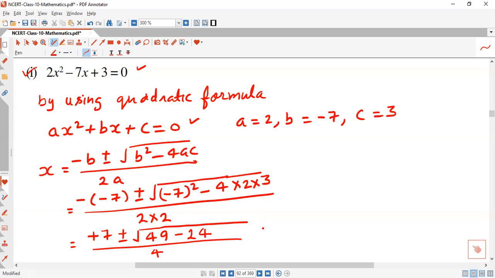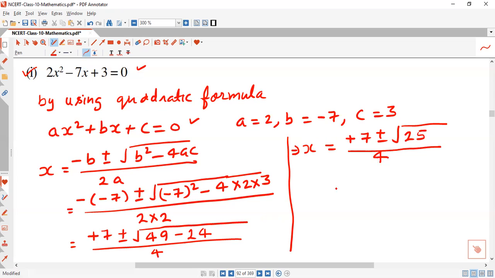All right, so you simplify this again. x equals 7 plus or minus the square root of, you see, 49 minus 24 comes out 25, divided by 4. It comes out 7 plus or minus 5, divided by 4.